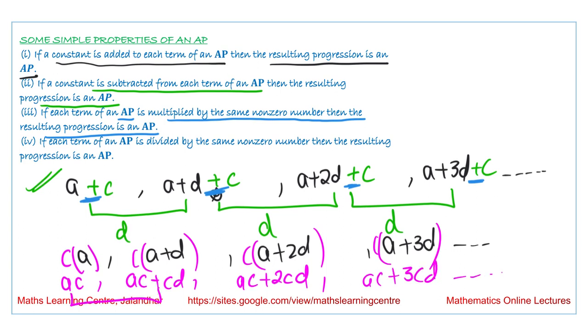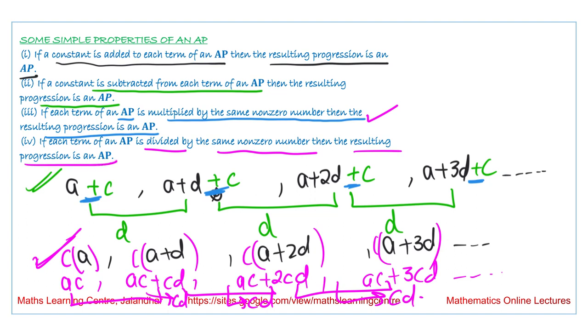Now if we subtract these two values, the common difference will be CD. So what we are getting from this is that this new progression we obtain is also an AP. Next, if each term of an AP is divided by the same non-zero number, then the resulting progression is an AP. So if we divide it by C, we are saying it is also an AP.